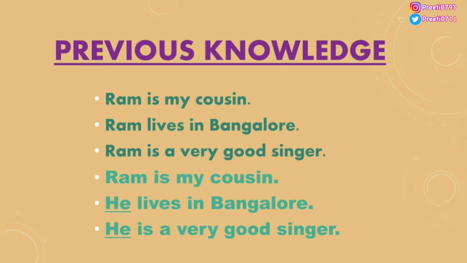Now, if I talk about the first three sentences, what we have done is that we have continuously repeated the word Ram, which is a proper noun. Whereas in the last three sentences, if we look carefully, instead of repeating the word Ram thrice, we have first introduced Ram, and then used the word he in the place of Ram. So this is what a pronoun is. A pronoun is a word which can be used in the place of a noun.